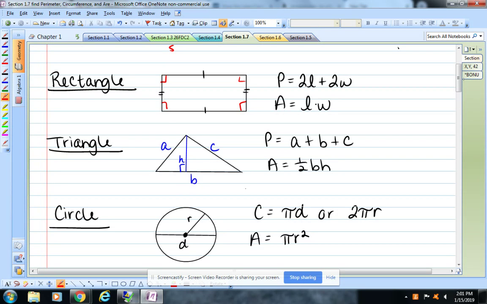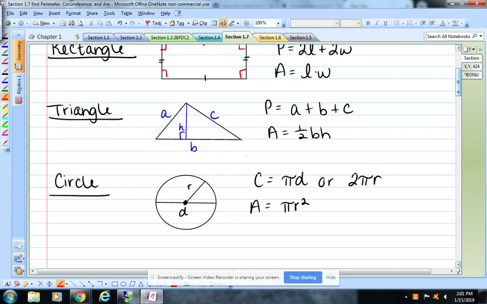So what they're going to do is they're going to give us some objects, and we're going to have to decide what shape they are, and we're going to have to find their perimeter or area. Okay?